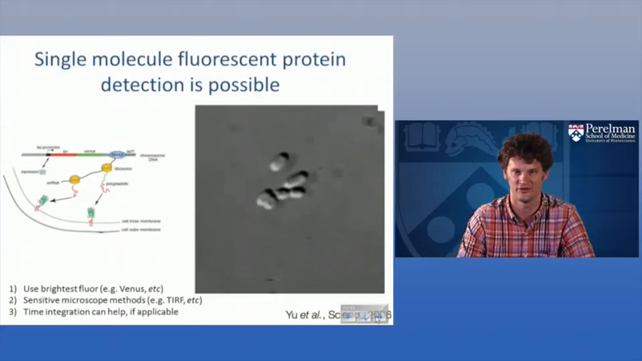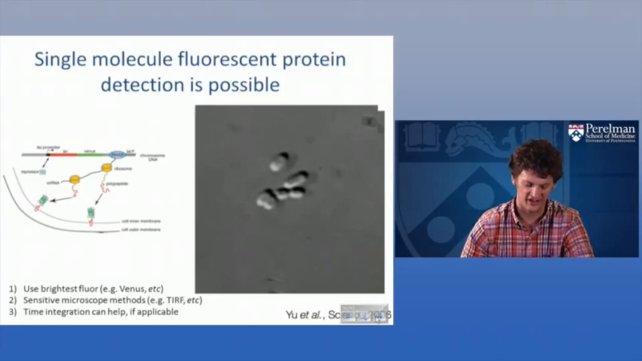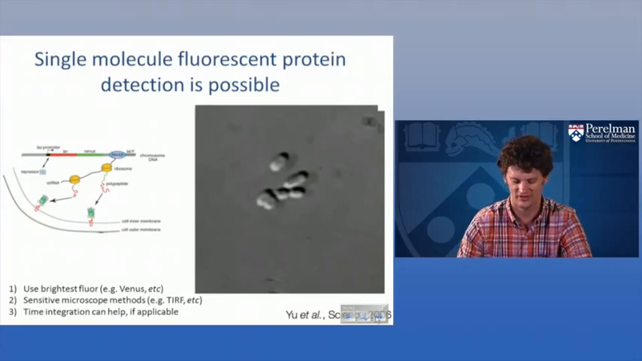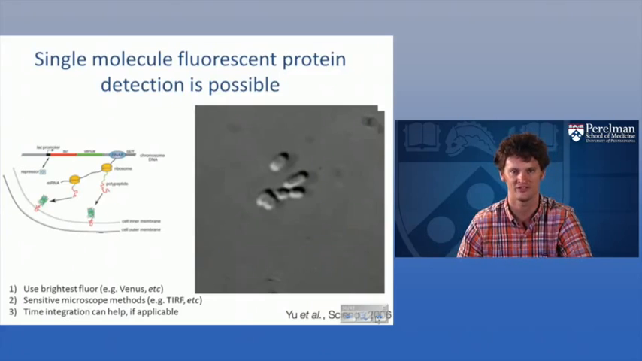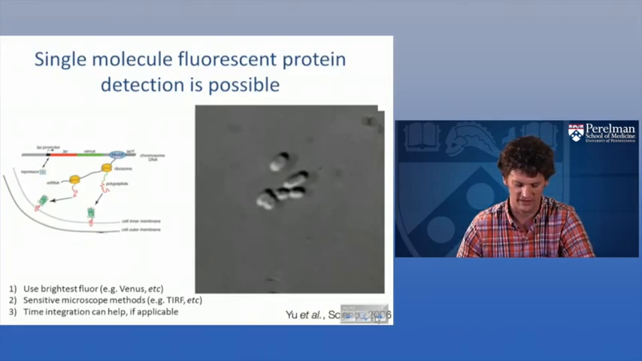Now despite those technical issues, this certainly has been done. One of the take-home messages is to use the brightest possible fluorescent proteins. These early studies used variants of yellow fluorescent protein, Venus being the most famous. There are newer ones now, which have the highest brightness of any fluorescent proteins. You have to use, again, these TIRF microscopes and find ways to integrate over time.